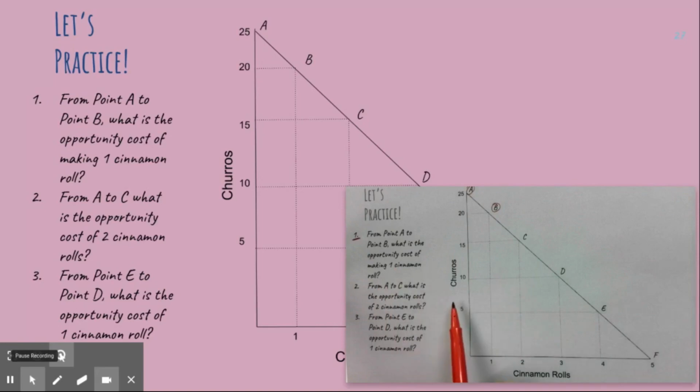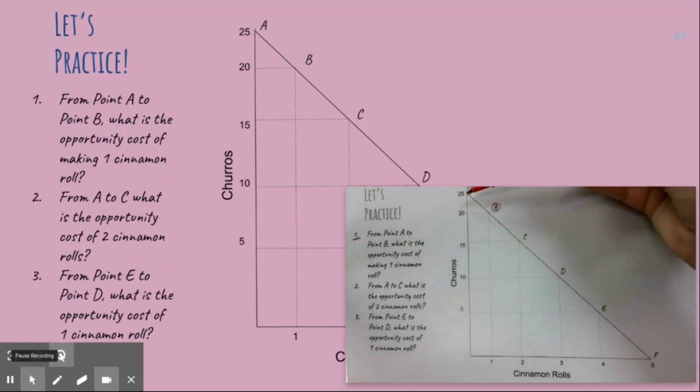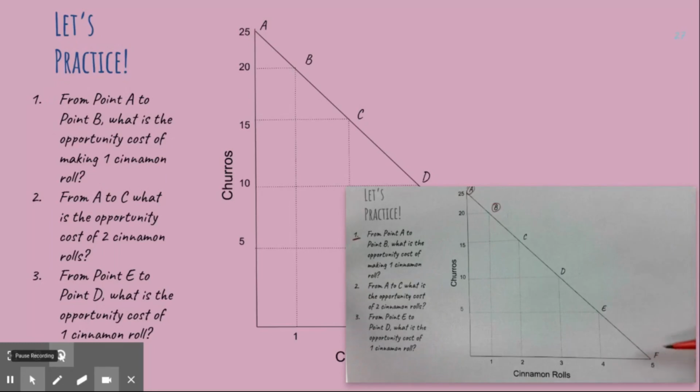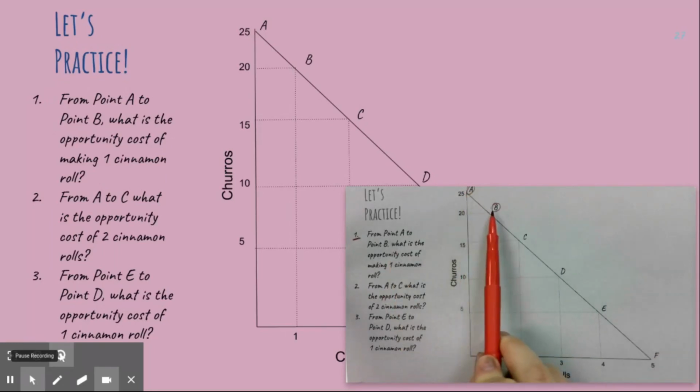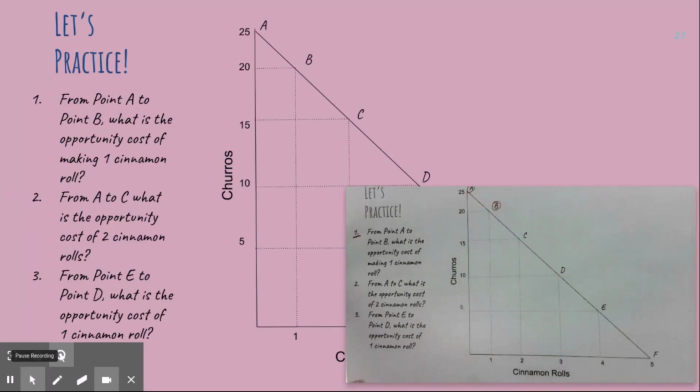We know churros and cinnamon rolls are made out of the same thing. Bread dough, some icing, lots of sugar, some flour. So this is constant cost. It's a straight line curve made of the same resources. So if I'm going from A to B down the constant cost line, what is the opportunity cost of making 1 cinnamon roll? So where do I start out? What point am I starting out with?